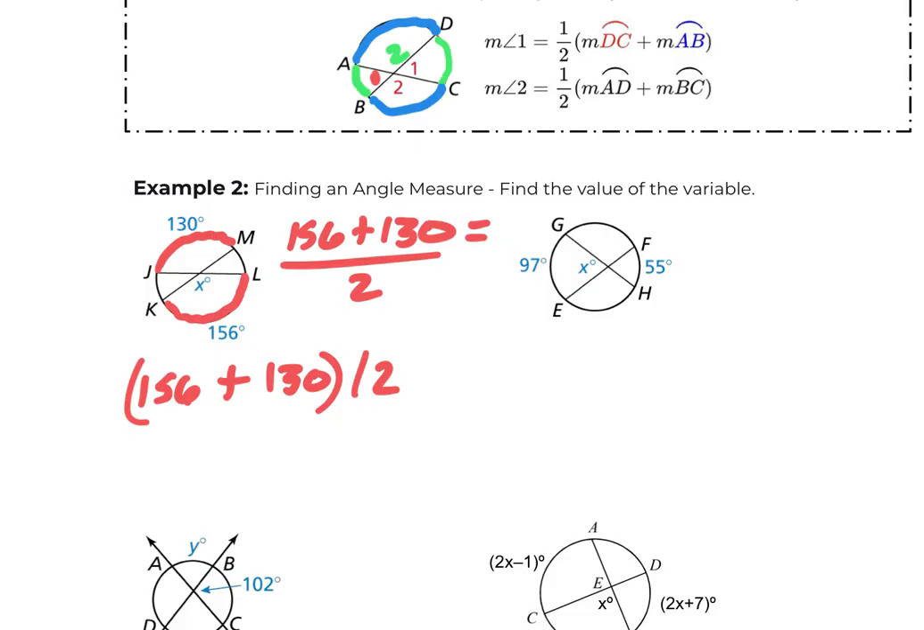So just make sure your answer makes sense. When I'm taking this here, we're basically finding the average of these two, right? If I had two test scores, I add them up, I divide by 2. So my answer should be somewhere between 156 and 130. And that's how I would also make sure that it makes sense. So here it would be 143.